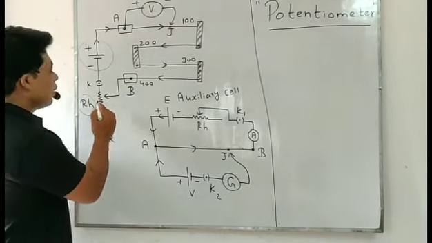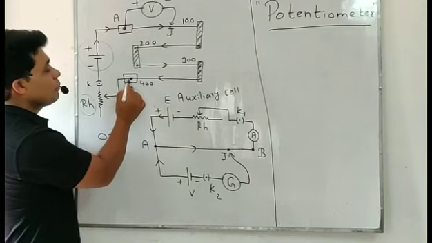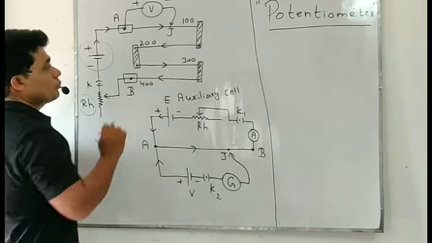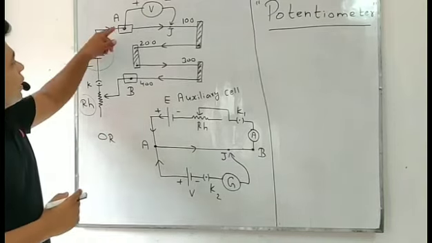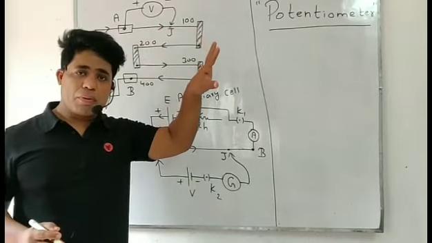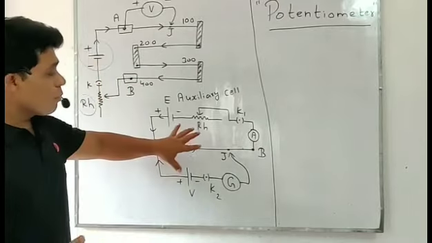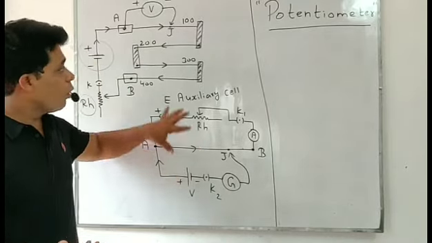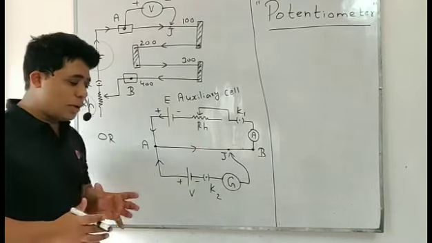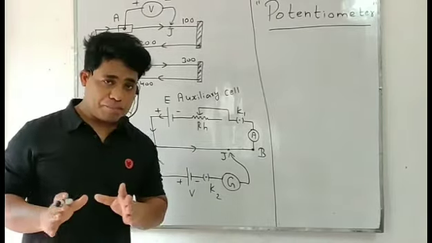Now, students, the other end of the rheostat is connected with the B terminal of the potentiometer. In this way, it completes the circuit. Okay. Now, students, we can make this diagram also. That is another diagram of this potentiometer. It is easy to understand.